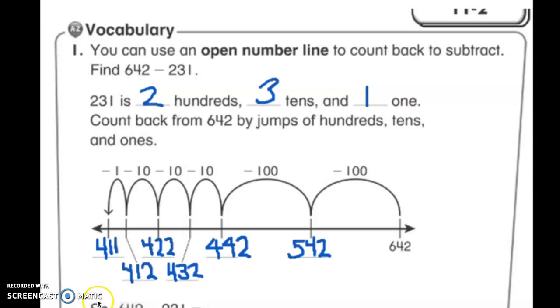And then I apologize, my screen got cut off, but it says 642 minus 231 is 411. So I do this answer up here, even though it is on the bottom. So that will equal 411 as your answer.